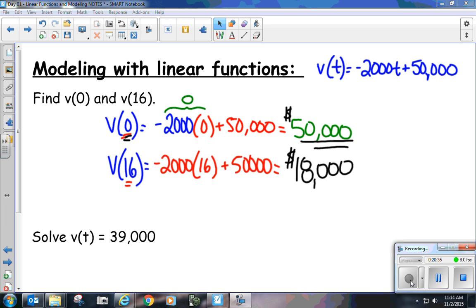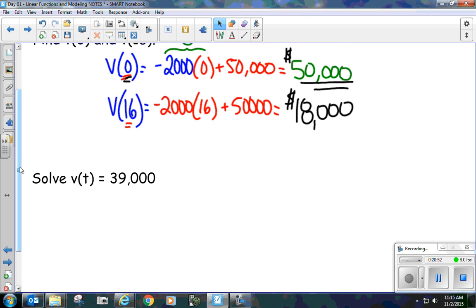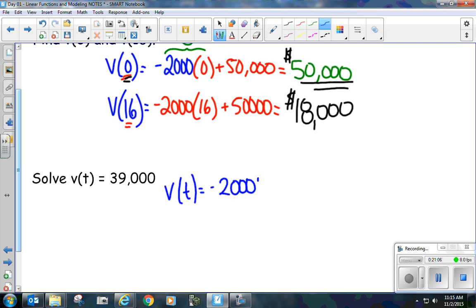Now, the last one we're going to do here, before I show you something cool on the calculator, is we don't need to solve for value anymore. Like these first ones, what's the value after 0 years? What's the value after 16 years? This one, they want to know the years it's going to take before the value becomes 39,000. So now, if v of t is negative 2,000, this doesn't change, times t, plus 50,000.